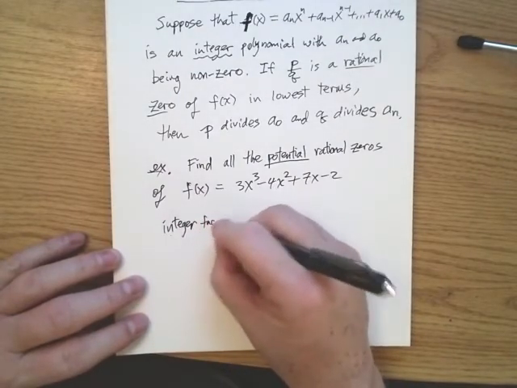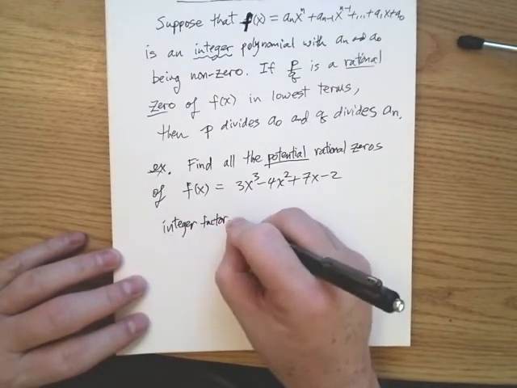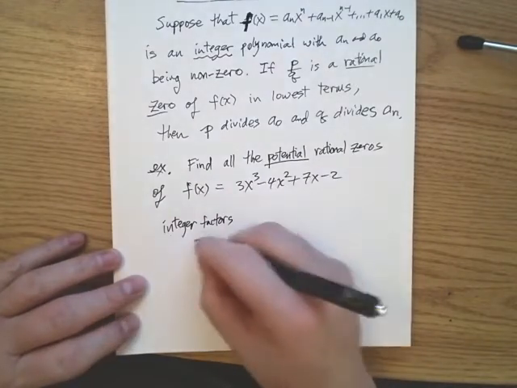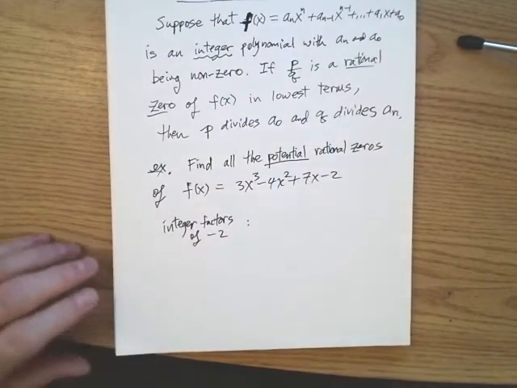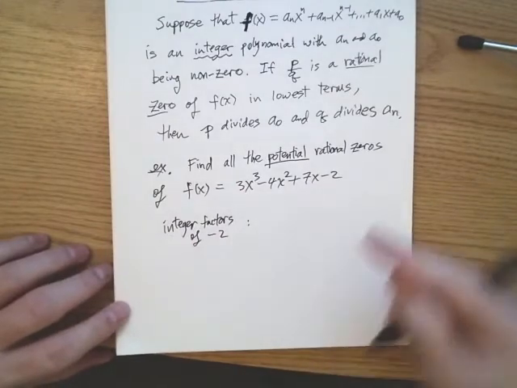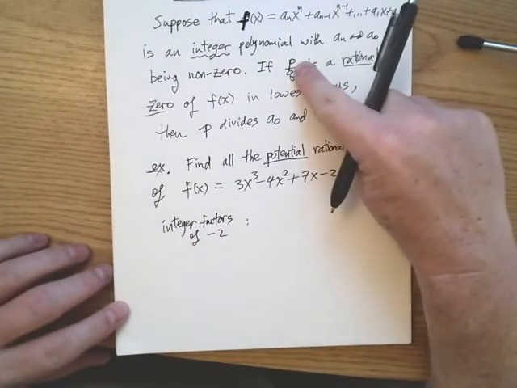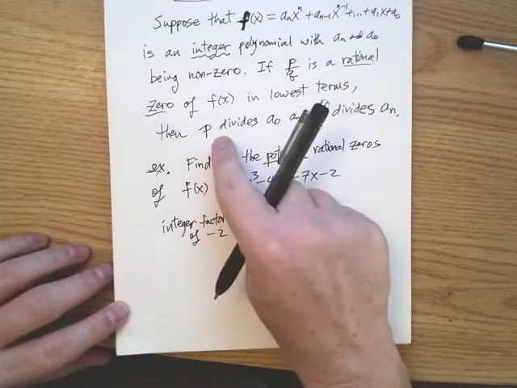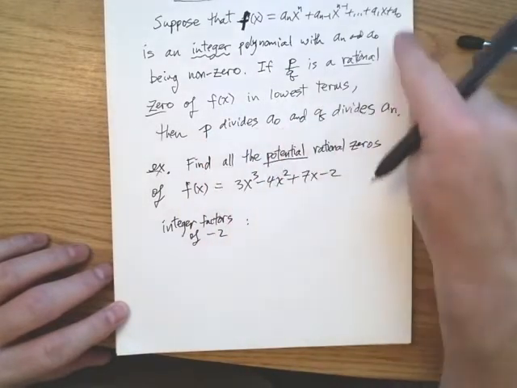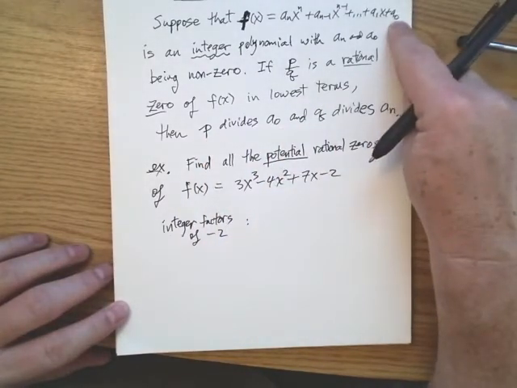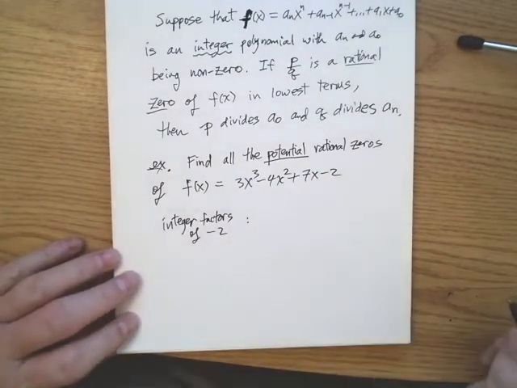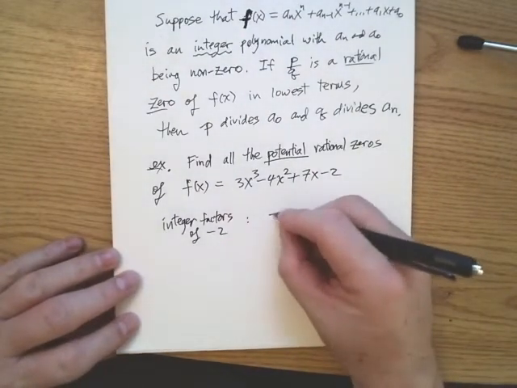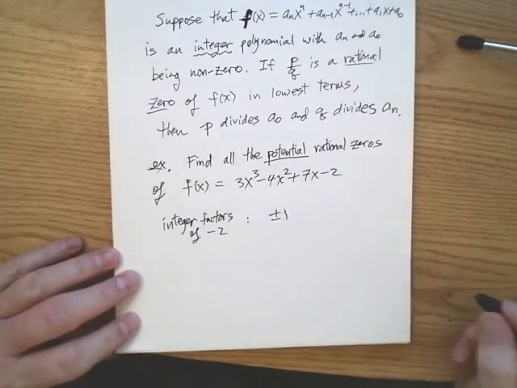But here's what you want to do. The first thing you want to do when you see a problem like this is list the integer factors of the constant term. Those are going to go on top, right? Remember the numerators? The numerator divides the constant term. Okay, so those go on top. So that's why I'm writing these first. What are the integer factors of minus 2? Well, for sure, plus 1 or minus 1.